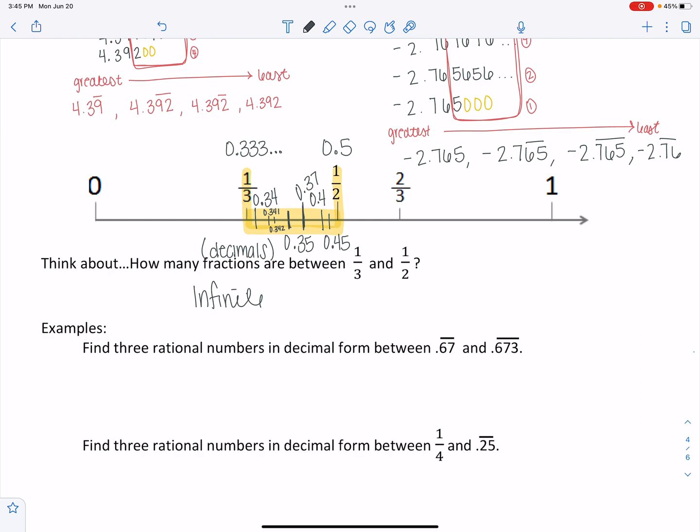Because the number line is infinite, we could look at 1/3 and 1/2. We could look at 0 and 1. Anywhere between there is an infinite number of rationals. So you're going to have a couple of questions on the test and on the homework that ask you to list some rational numbers in decimal form between these.